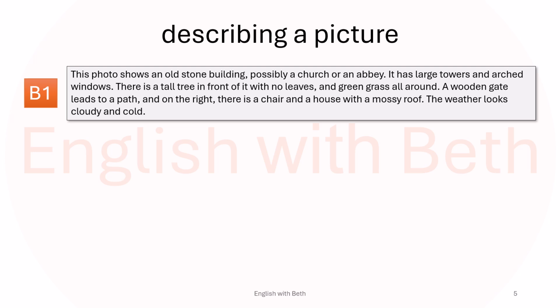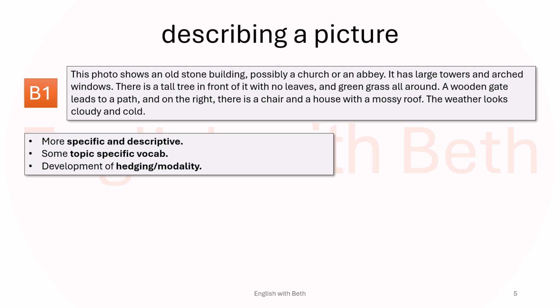So how is this B1 level better than the A2 level? The vocabulary is more specific and descriptive. For example, we have towers, arched windows and mossy roof. There is some topic-specific vocabulary, so here we've said abbey, which is quite an uncommon word. There is development of hedging or modality, so we've said it is possibly a church or an abbey.